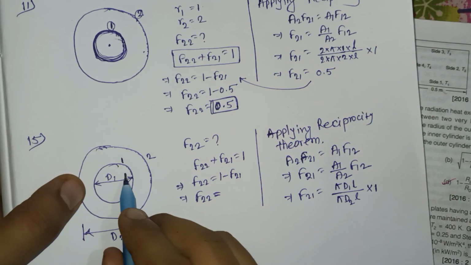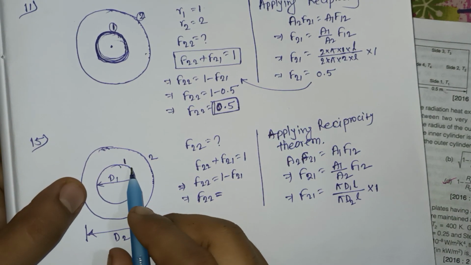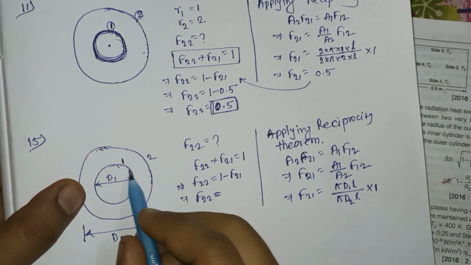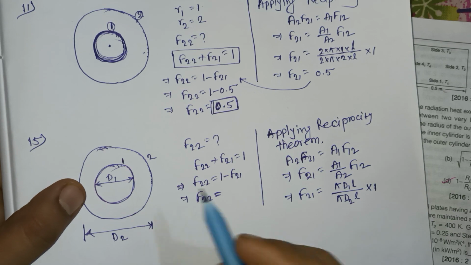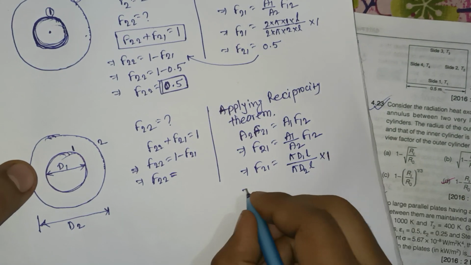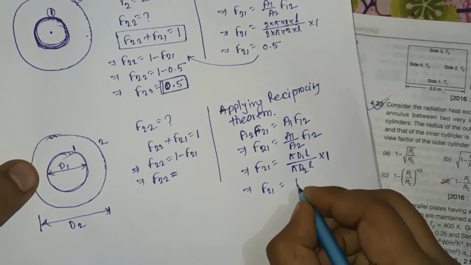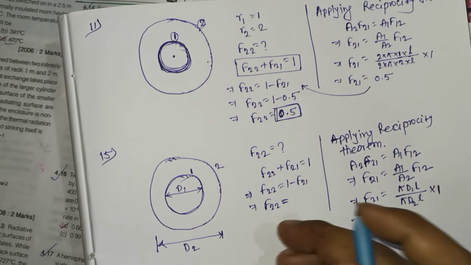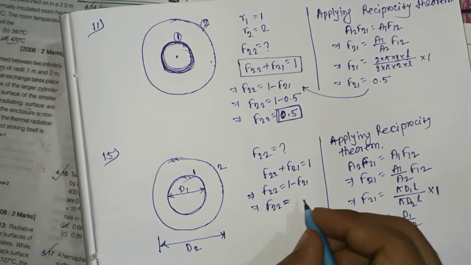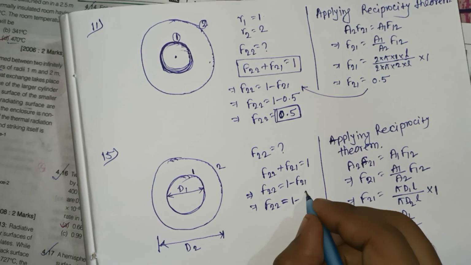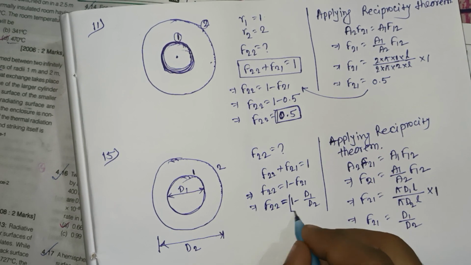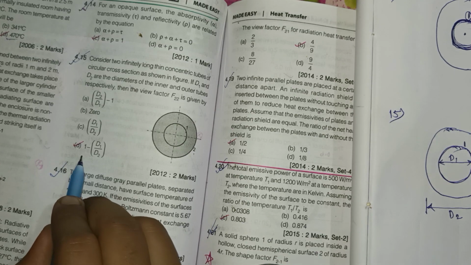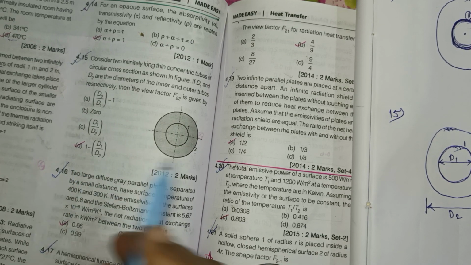F12 will be 1, because the fraction of heat transferred from 1 to 2 will be 1, since there is a cylindrical surface. That's why F12 is equal to 1. So from here, F21 is equal to d1 by d2. So F22 is equal to 1 minus F21, that is, 1 minus d1 by d2. So this is the correct answer. The correct answer is option D, 1 minus d1 by d2.